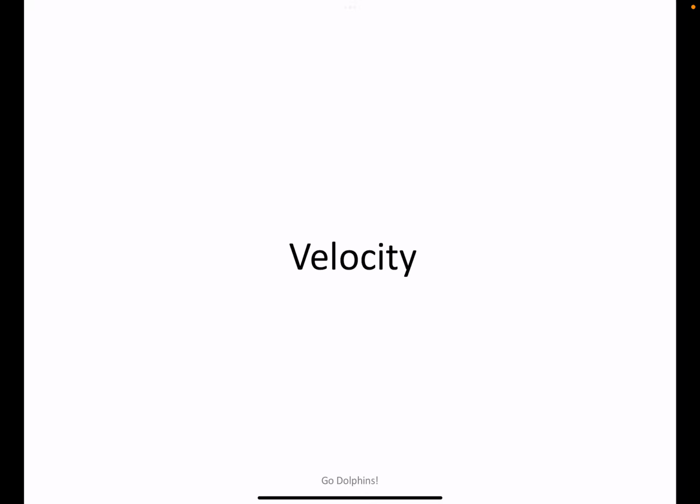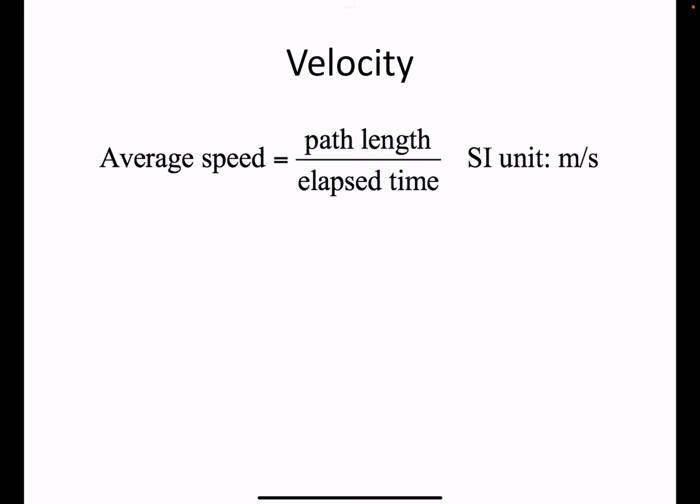Next, we have velocity. Velocity describes how fast an object's position is changing. Specifically, average velocity is the displacement divided by the time interval over which the displacement occurred. It's a vector, just like displacement. Its sign tells you the direction of motion.